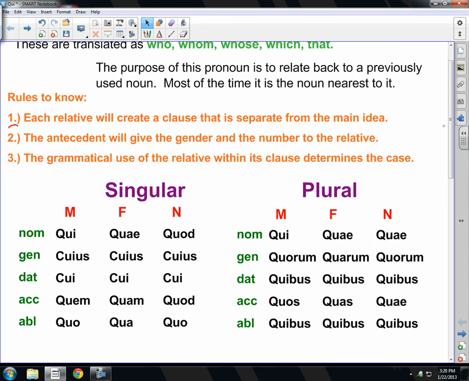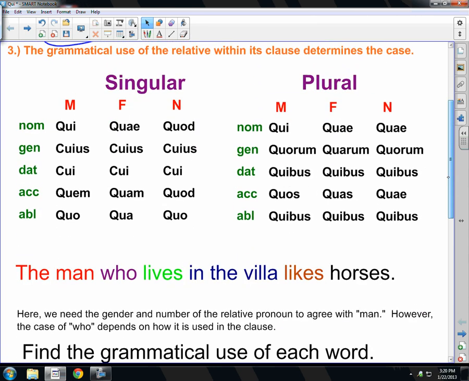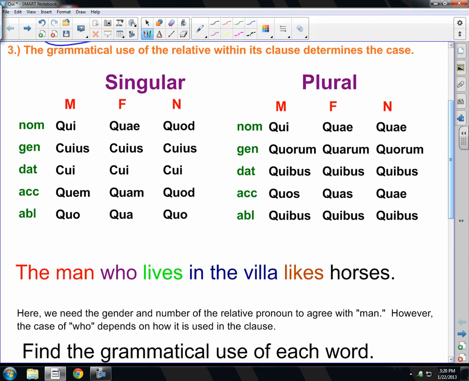Number two, the antecedent will give the gender and the number to the relative. So whether it is masculine, feminine, or neuter, or whether it is singular or plural, is dependent upon the antecedent, the word that it refers back to. So if I go back down here to the man, who refers back to man. So who's gender will be masculine and its number will be singular, because man is masculine and singular.